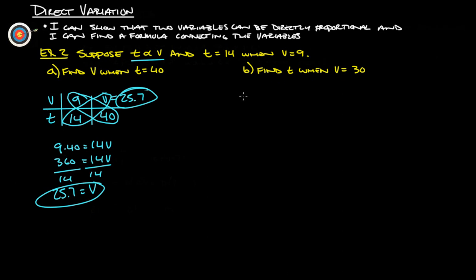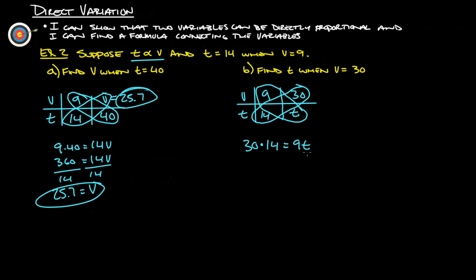Okay, so now let's find t when v equals 30. We'll do the same thing. We're just going to set ourselves up the same little chart here: v, t. We know, again, that when t is 14, v is 9. Now it's asking us, what's going to happen when v is 30? We have to figure out what t equals. Same exact process, just do cross products here: 30 times 14 equals 9t.